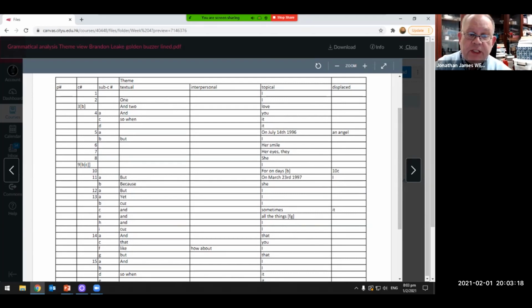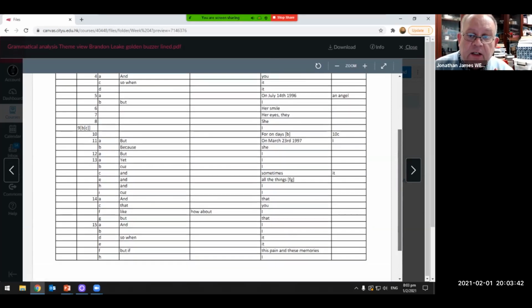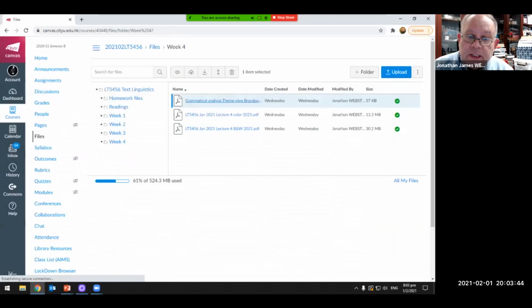But you'll notice I put it into an Excel table, all right? I indicate the first column, paragraph, clause, subclause. That would be the A, B, C's, and so forth. And then theme, textual, interpersonal, topical, displaced. Now, don't worry about those various aspects now. You'll be doing the Excel file, all right? And the Excel file, now I'm going to close this.